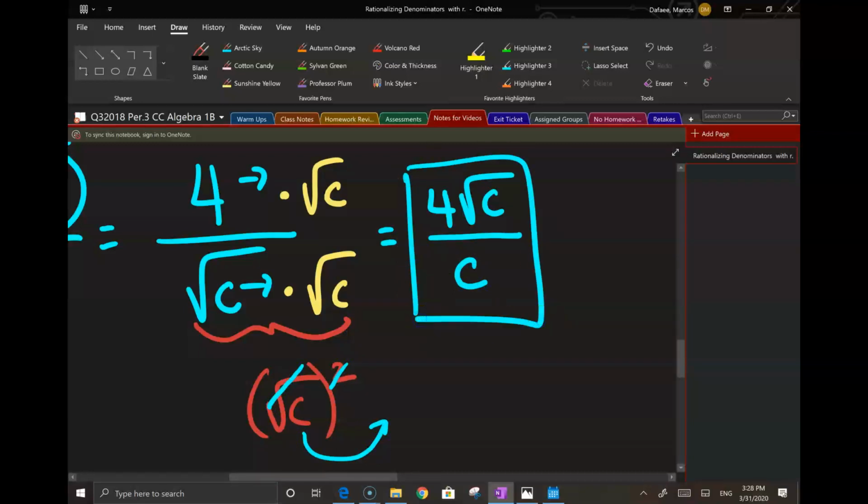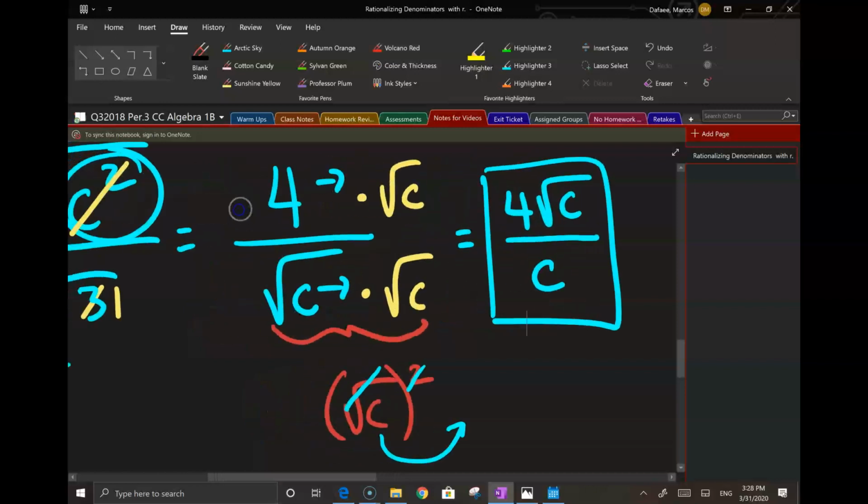Just like that. And you probably figured I was going to say this. Do not cross these out, because one of the c's is on the inside of a radical and the other c is on the outside. So they cannot cancel and make a 1.